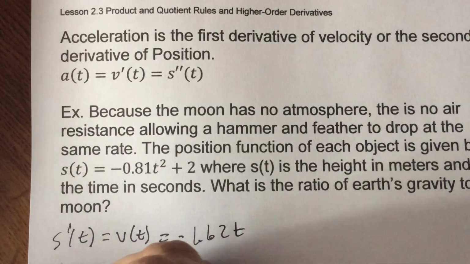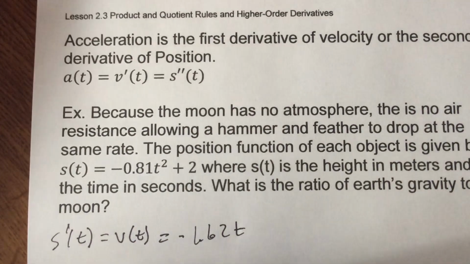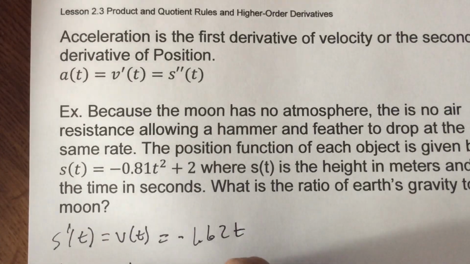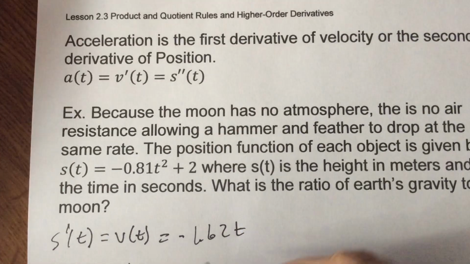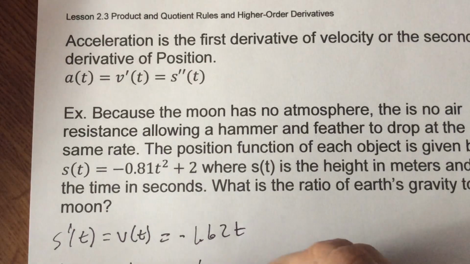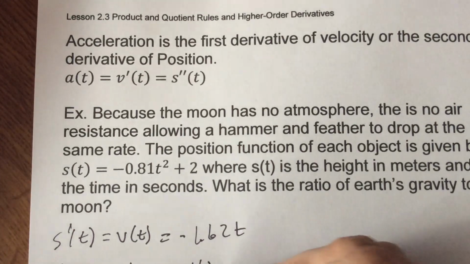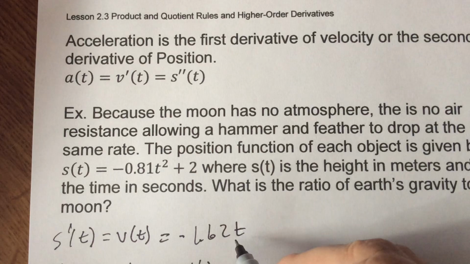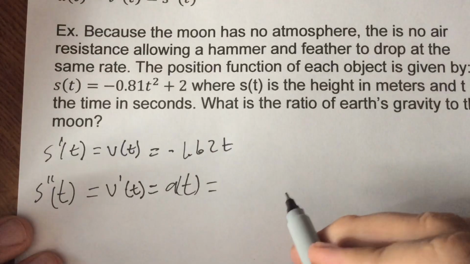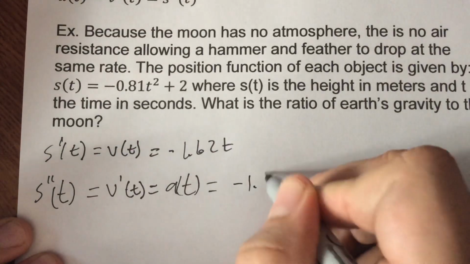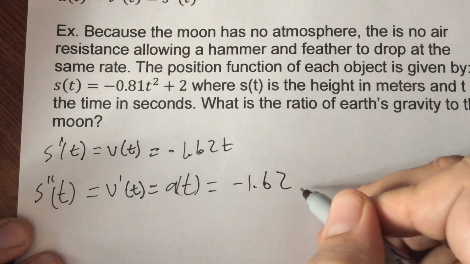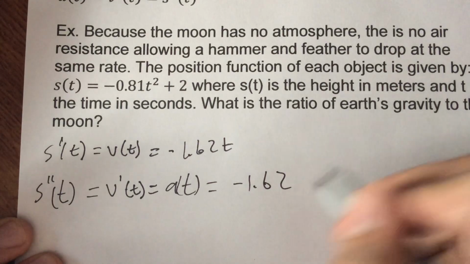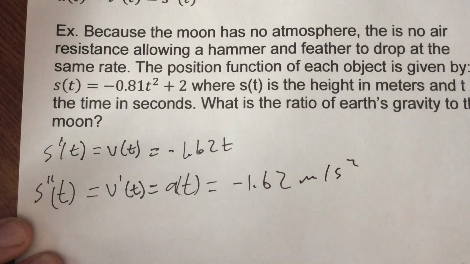So we're going to do the second derivative, in other words, the first derivative of velocity to get our acceleration. The derivative of negative 1.62 t is just going to be negative 1.62. I believe this is in meters. Yep, meters per second squared.